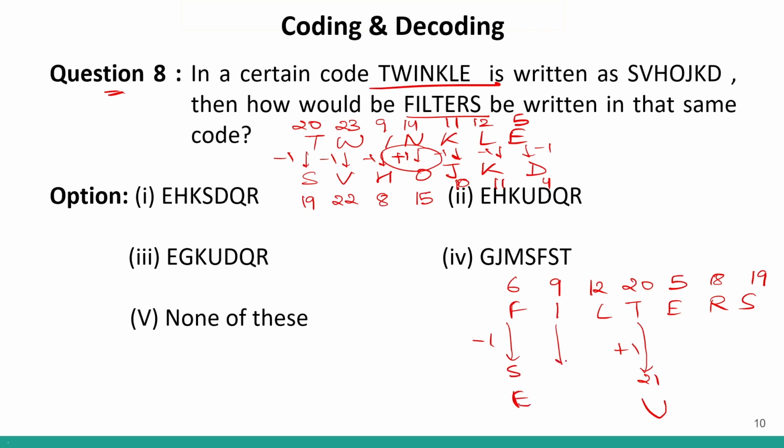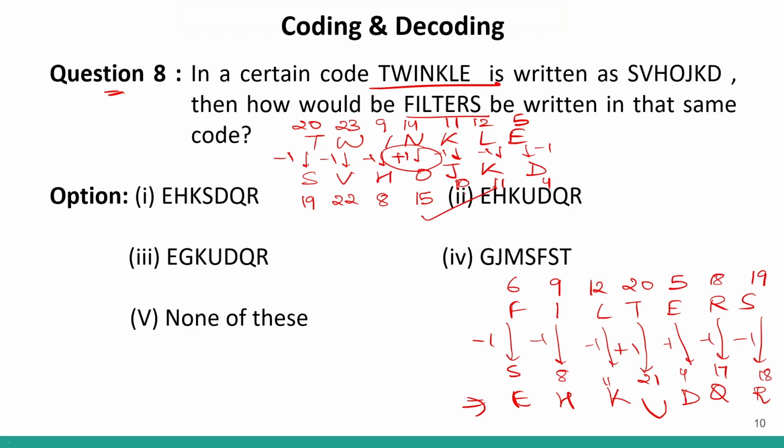Then over here, we will have -1 again, which is 8, which is H. Over here, -1 again, which is K, 11. Here also -1, which is 4, which is D. Here also -1, 17, which is Q. And here also -1, which is 18, which is R. So the code will be EHKUDQR and this is given in option number 2. So option number 2 will be the correct answer to this question.